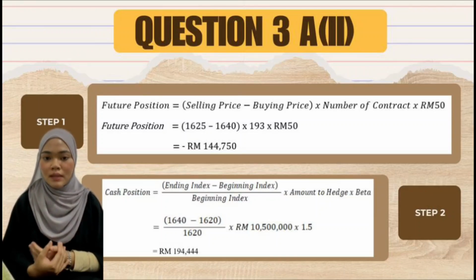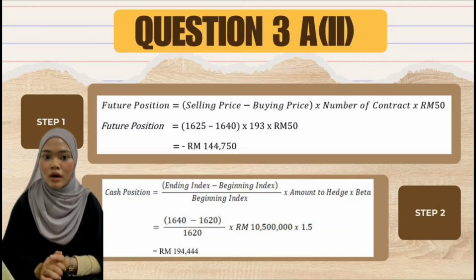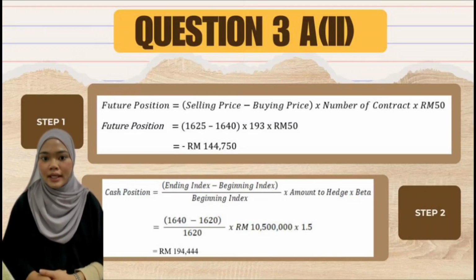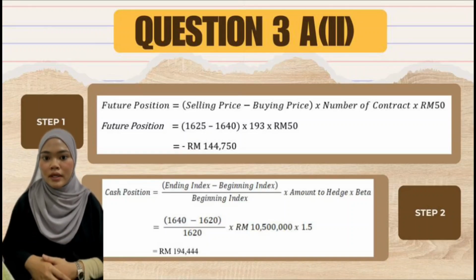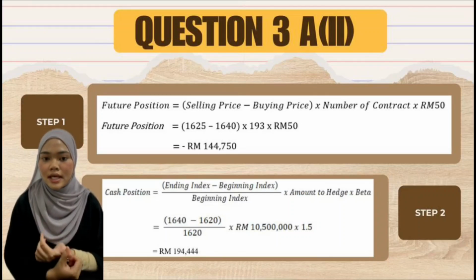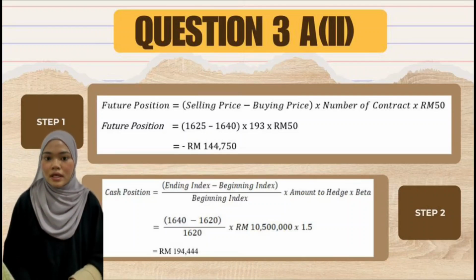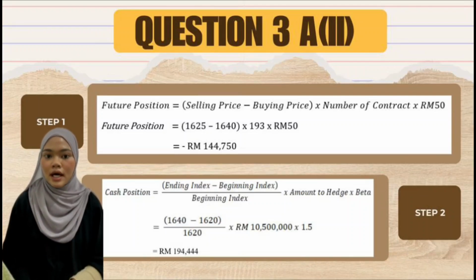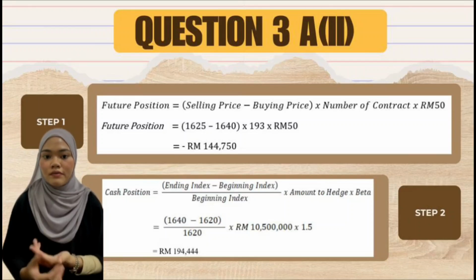Next, I calculate the cash position. The cash position measures the change in the value of the stock portfolio. The market index increased from 1620 to 1640, resulting in a positive market return. The formula for calculating the cash position is ending index minus beginning index, divided by beginning index, times amount to hedge times beta. As a result, the cash position gains RM 194,444.